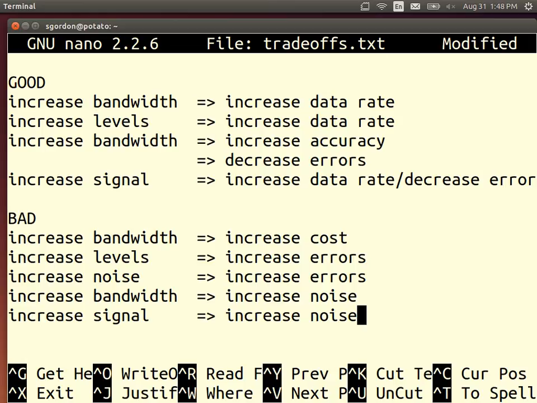Which increases errors. More noise, more errors. Increase the signal, fewer errors. Okay, so we need to be able to measure those values by how much to determine under what cases we should have a high signal and what cases we should have a high bandwidth.